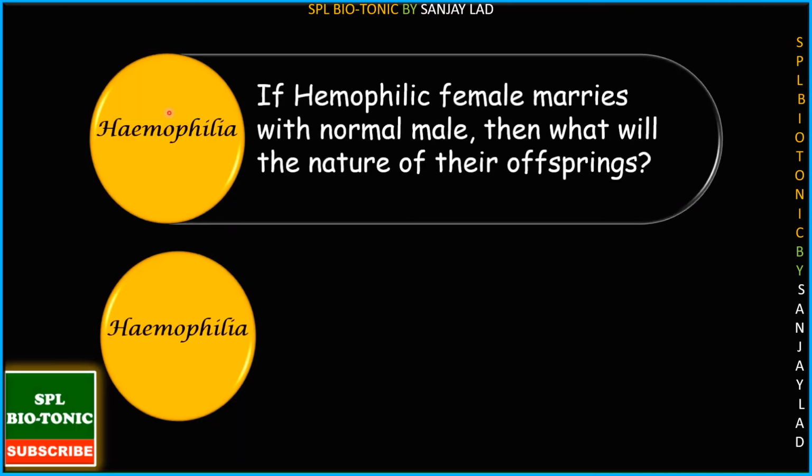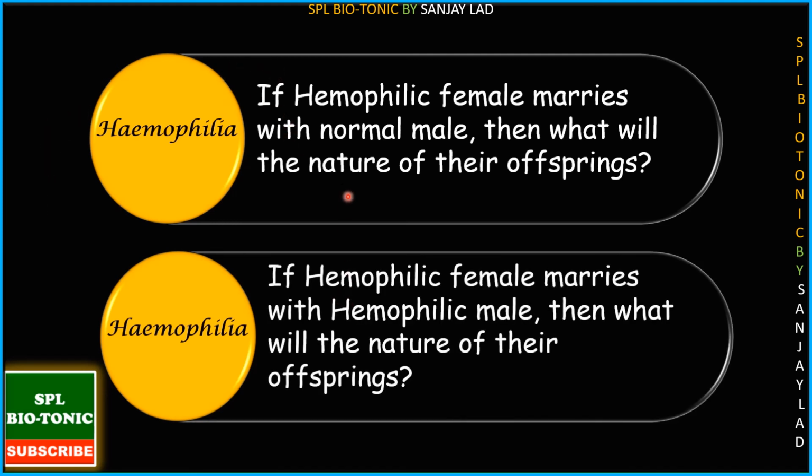Students, to get hands-on experience of solving such genetics problems, I highly recommend you solve these two problems which are on the screen. First is a hemophilic female marries a normal male. Second is a hemophilic female marries a hemophilic male. I highly recommend you solve these problems and give the answers of these two problems in the comment section below.